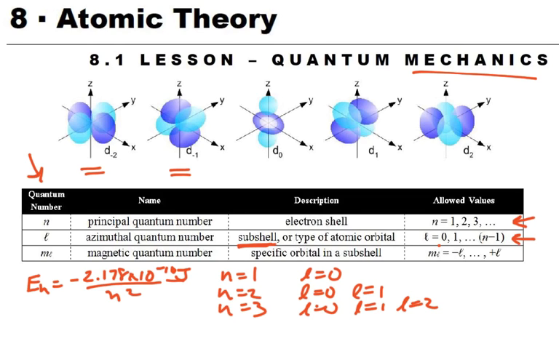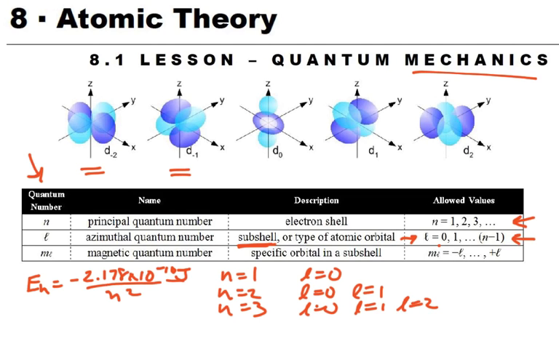So on the n equals 1 level, all you get is s. And on level 2, you get s orbitals and p orbitals. And level 3, you get s, p, and d orbitals, etc., etc. And those are related mathematically to the value of l.